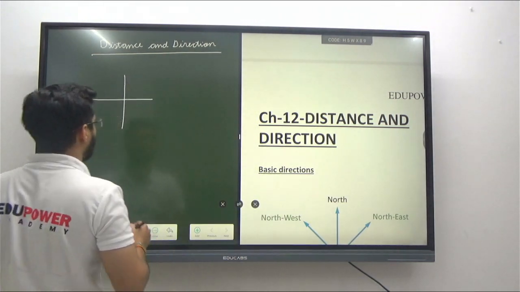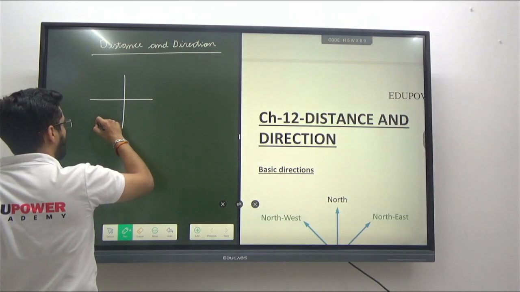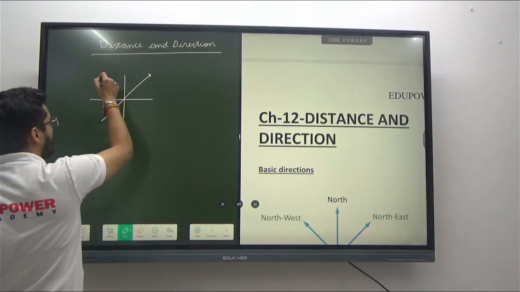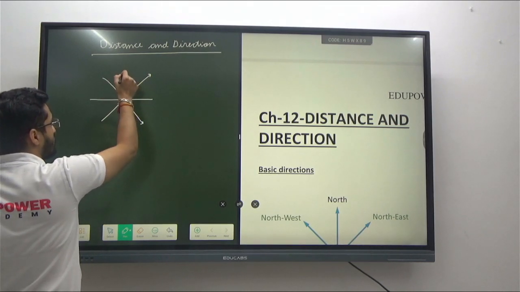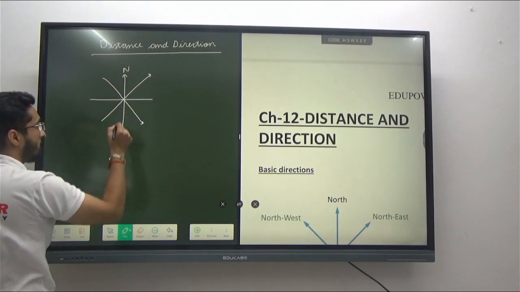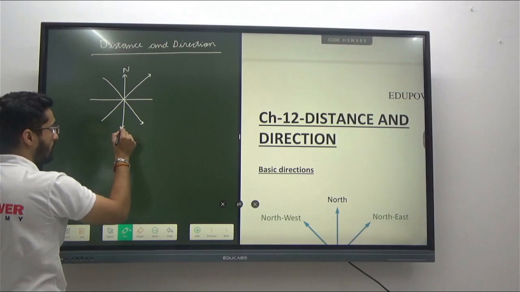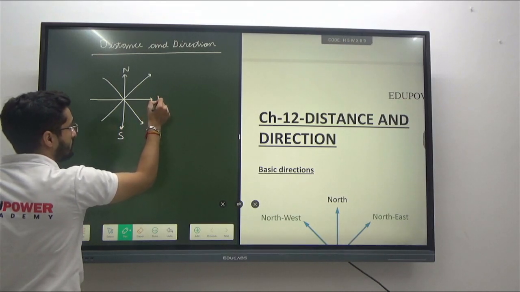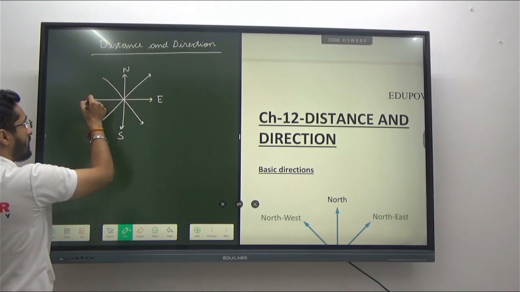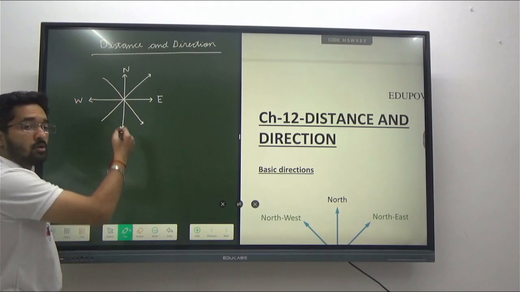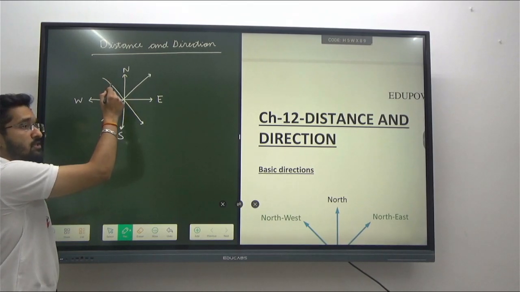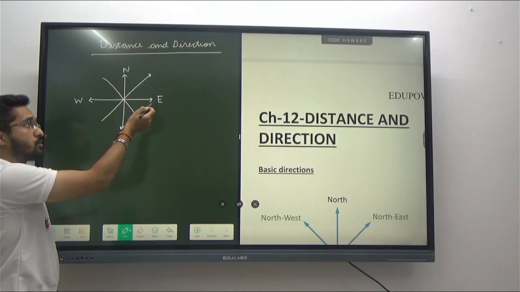The basic concepts you should know: if we talk about directions, there are 4 fundamental directions, and then there are other 4 directions. The 4 fundamental directions are north, which I call N, and south, S. Towards the right side of north we have east, and towards the left side of north we have west. Opposite of north is south, and opposite of east is west.